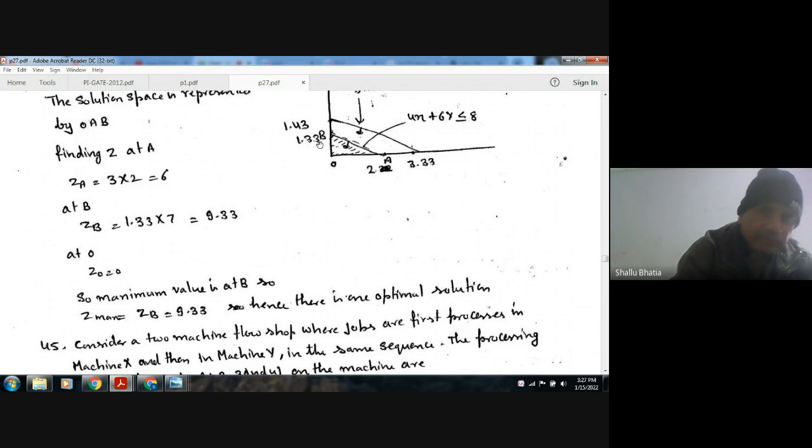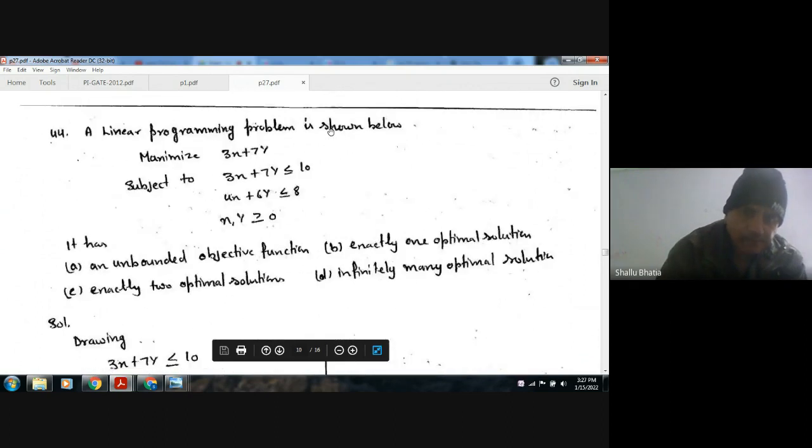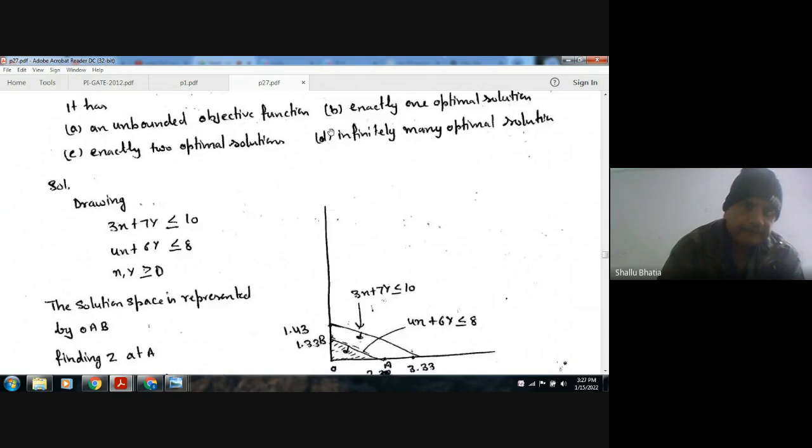So along this line there are different values, and the maximum value is at B. So the answer here is 9.33. It has the maximum value at B, so there is only one optimal solution, that is at point B. So the answer is B.